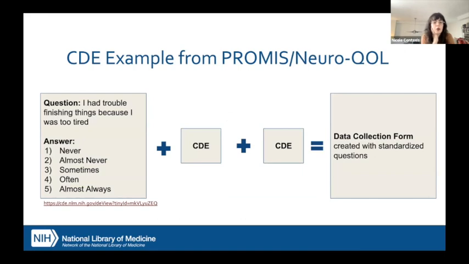So I'm going to go into a little bit more of how a CDE works. So I keep saying these are about single fields as opposed to a whole series of fields. Here's an example of a CDE. So the question, that defined question is, "I had trouble finishing things because I was too tired." And the allowable answers are never, almost never, sometimes, often, and almost always. And you can see here the link to the CDE repository. Now, if we take a bunch of CDEs and combine them together, then we'll get that data collection form, that survey, for example, that collects a whole series of fields, a whole bunch of information from each of our subjects.